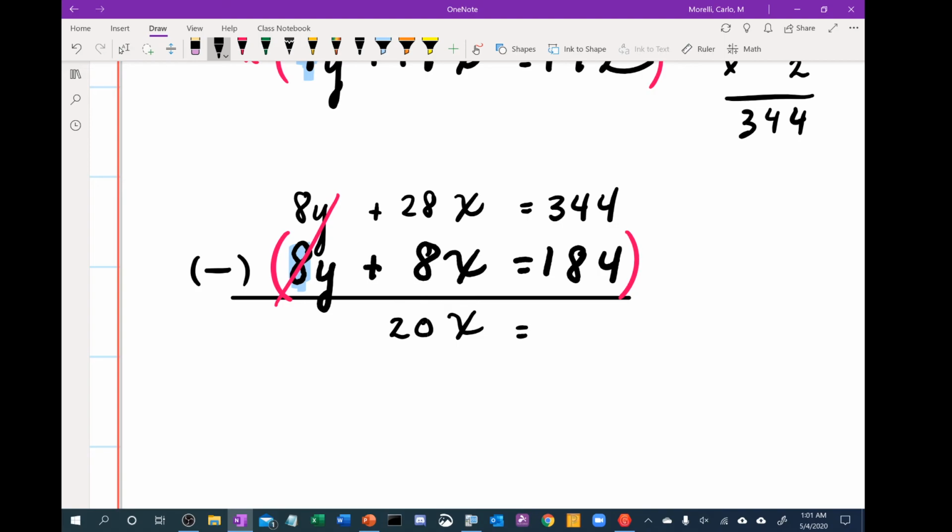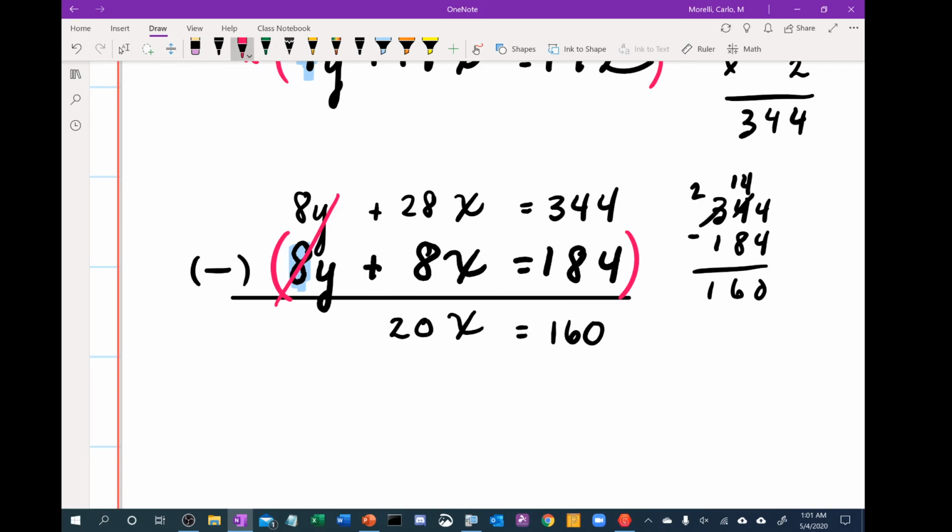equals 344 minus 184. Well, we've got to do that. 344 minus 184. Well, 4 minus 4 is 0. Here I have to borrow. 14 minus 8 is 6. And 2 minus 1 is 1. So 160. So 20x equals 160.